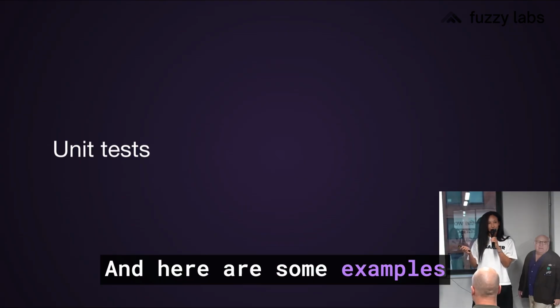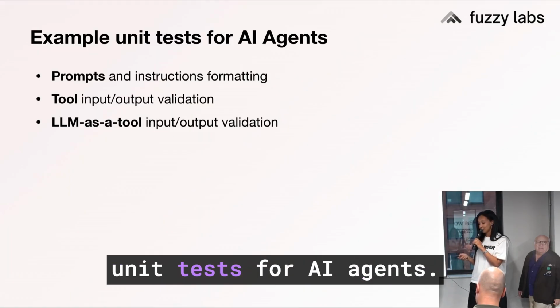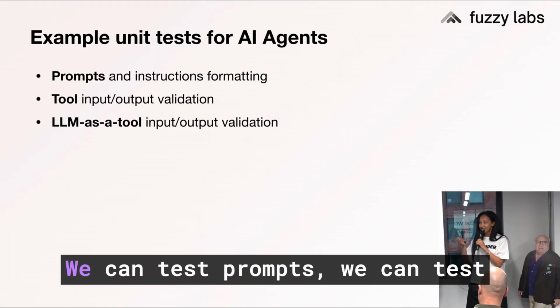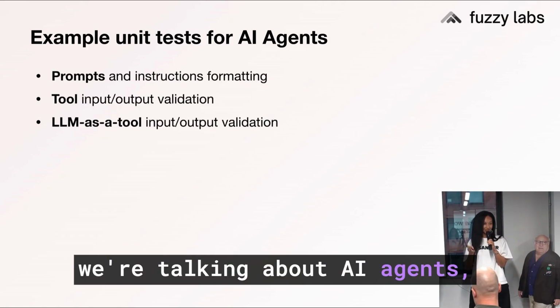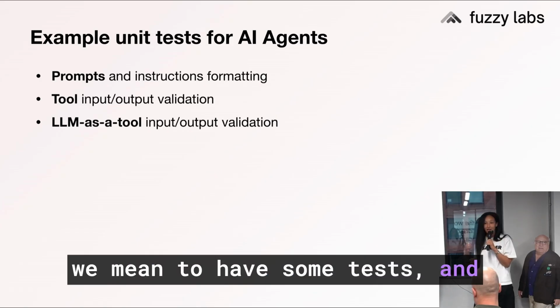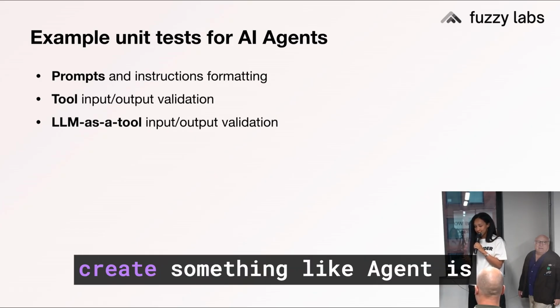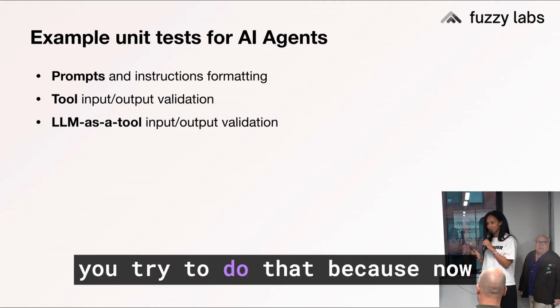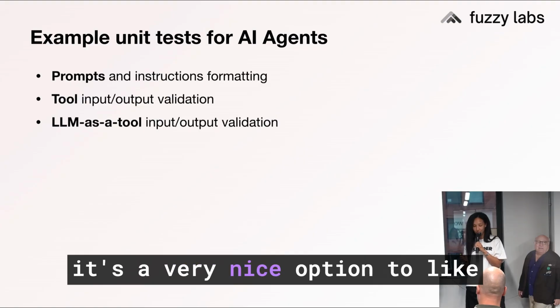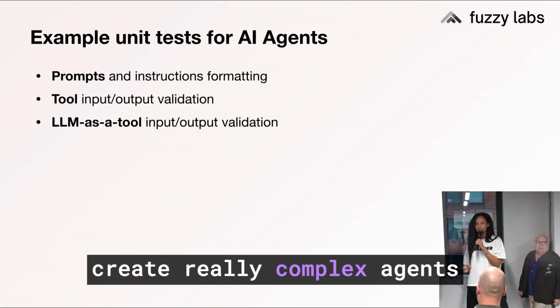And here are some examples to start thinking of unit tests for AI agents. We can test prompts, we can test tools, because generally when we're talking about AI agents, we mean to have some tools. And finally, nowadays we can even create something like an agent as a tool. I believe quite a lot of you have tried to do that, because now it's a very nice option to create really complex agents, and this also can be tested.